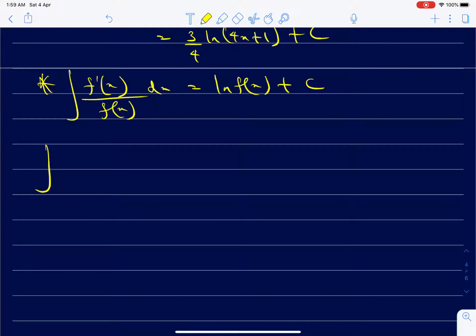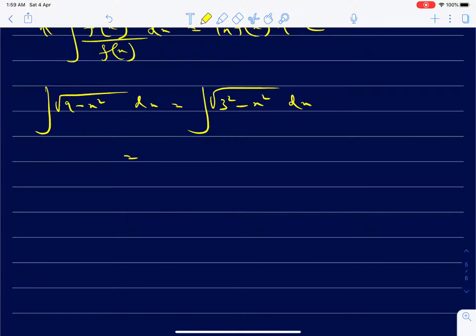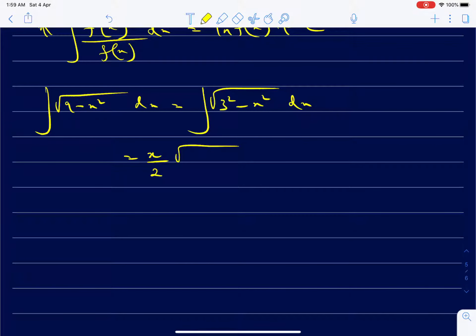Now we write on. Evaluate the integral of the square root of 9 minus x squared with respect to x. I can write this as the integral of the square root of 3 squared minus x squared dx. That's the same as x over 2 multiplied by the square root of 3 squared, which is 9, minus x squared, plus 3 squared, which is 9 over 2, multiplied by sine inverse of x over 3 plus c.